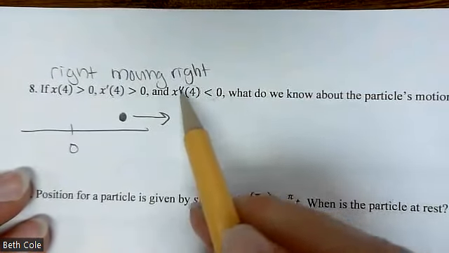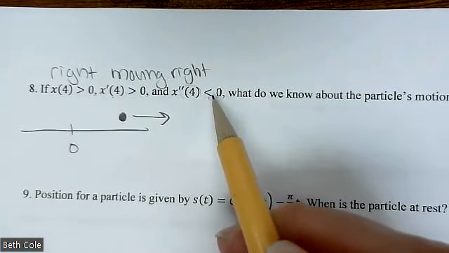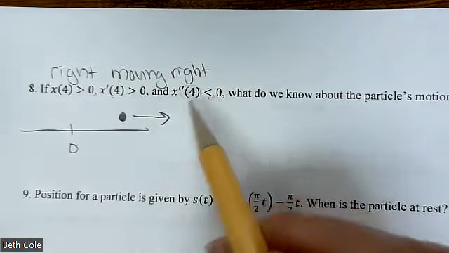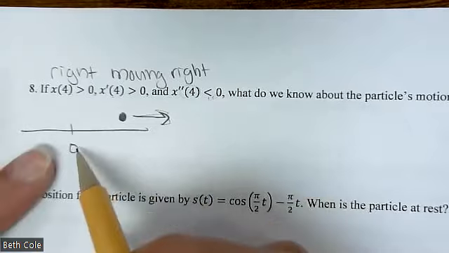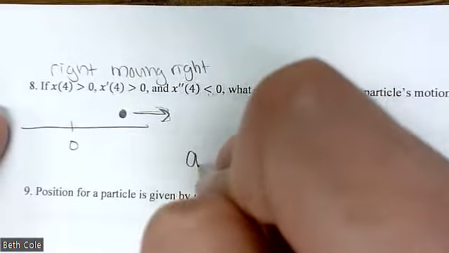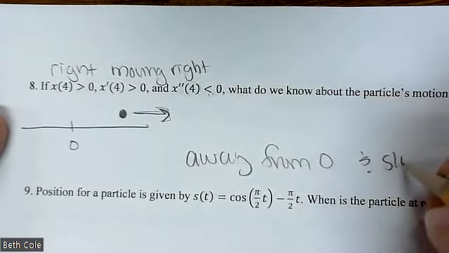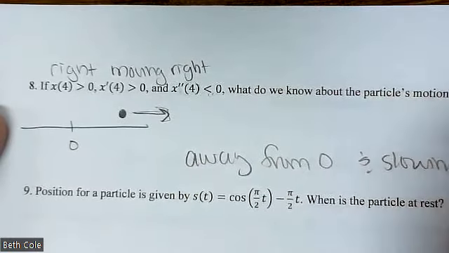And then this is acceleration. But acceleration is pulling you to the left. So it's moving away from zero, but it's doing what? Slowing down. So away from zero and slowing down. That's how they word it. How is it moving in relation to zero?